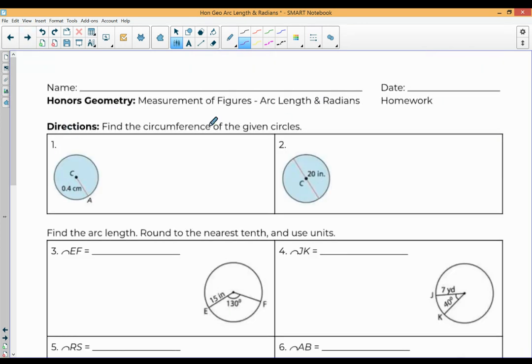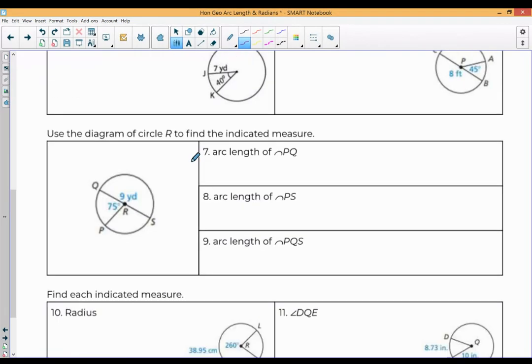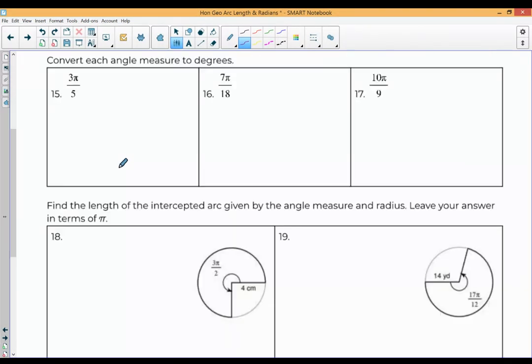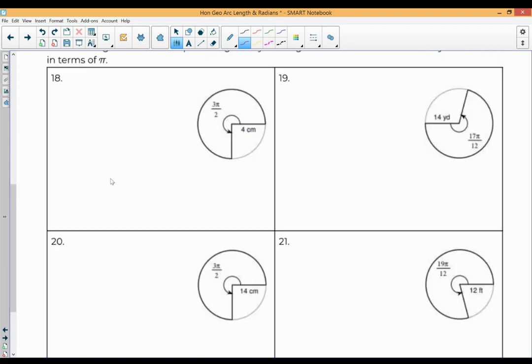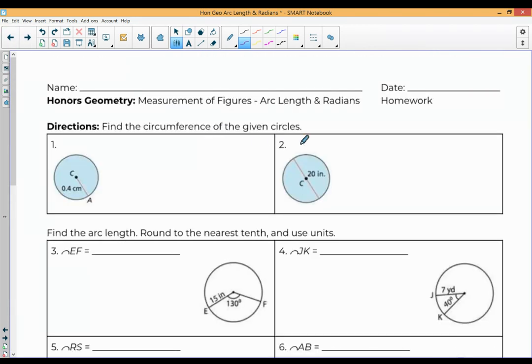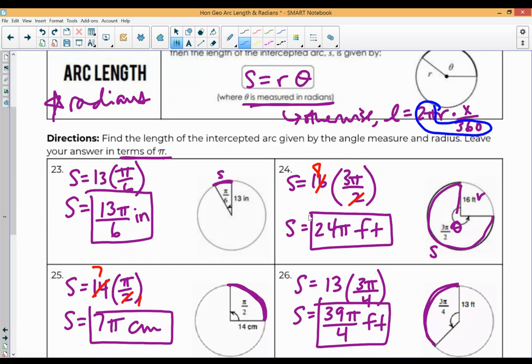Anyway, so here's your homework attached. Same thing we did. No surprises. Same idea. Do your homework, do it by yourself, upload it, ask questions if you need to. Take care. Have a great day.